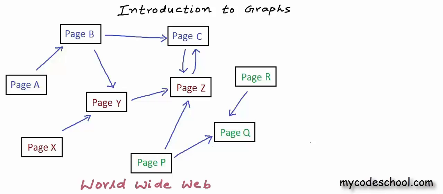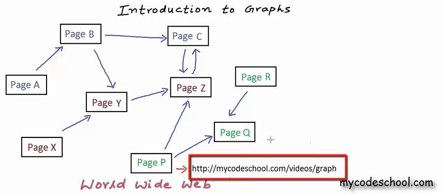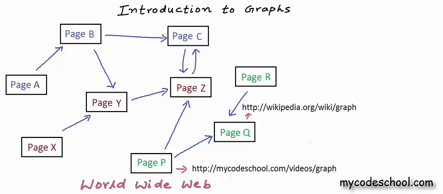Let's assume that in this example graph that I'm showing you here, page P is my mycodeschool tutorial on graph with this address or URL mycodeschool.com/videos/graph. And let's say page Q is the Wikipedia article on graph with this URL wikipedia.org/wiki/graph. Now on my page, that is page P, I have put a link to Wikipedia page on graph. If you are on page P, you can click on this link and go to page Q.